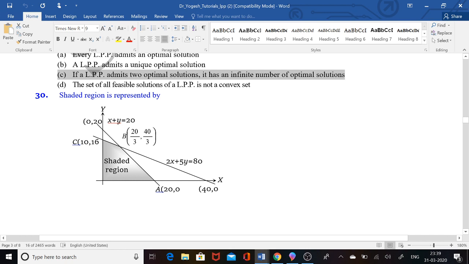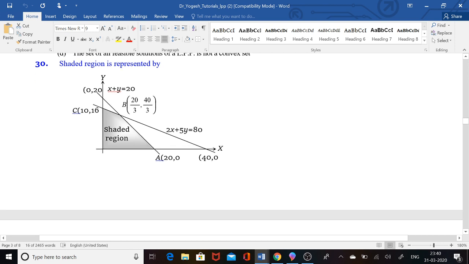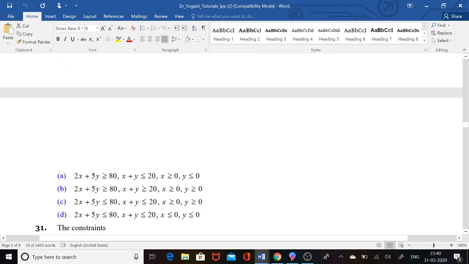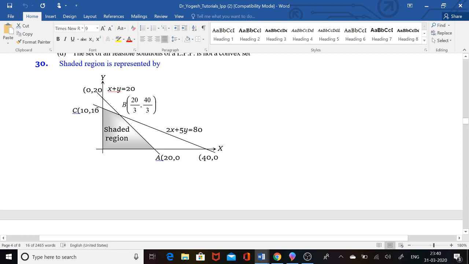Come to 30th. The shaded region is represented by, okay. See, for both the lines, it is coming towards the origin. So it is coming towards the origin. That means what? This also has to be less than or equal to zero, and this also has to be less than or equal to zero. For 30th, I'm talking. This also has to be less than or equal to zero, as well as this equation also has to be less than or equal to zero.